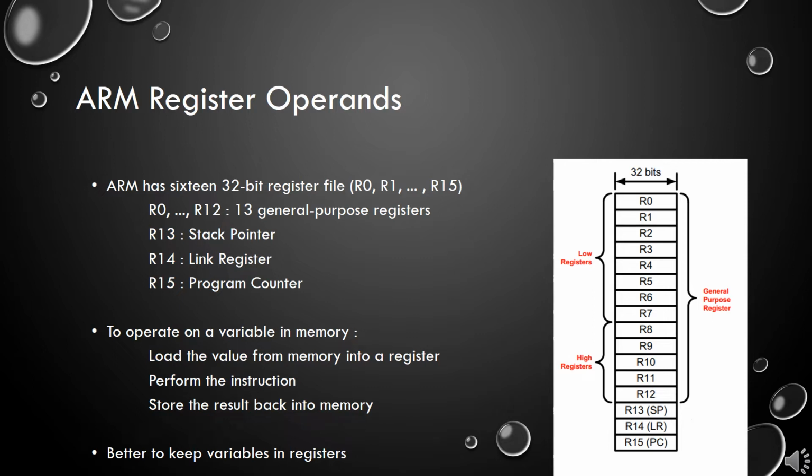To operate on a variable in memory, we first load the value from memory into a register, we then perform the instruction, and finally store the result back into memory. Going to and from memory could be very expensive, so it's better to keep variables in registers.